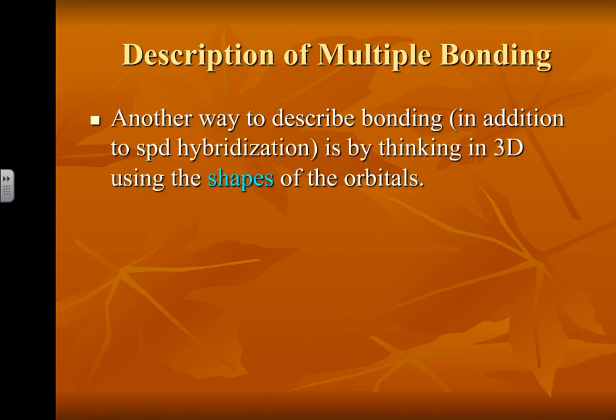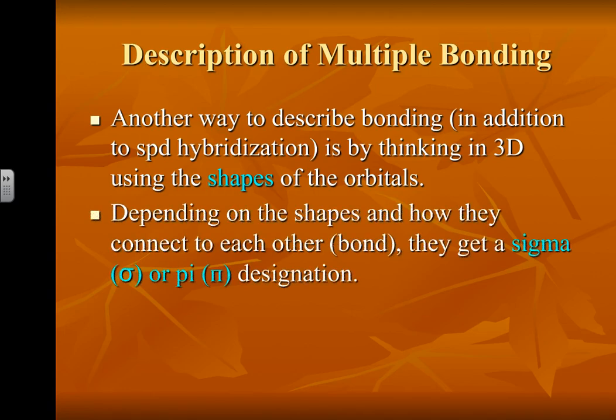And I've been kind of alluding to the idea of shapes. We're really only going to talk about shapes in terms of S and P, but you do need to know something on this sheet right here, and it's the second bullet point. It's the idea of a sigma and a pi bond, okay? Depending on shapes and how they connect to each other, and we're talking about shapes of orbitals, they get a sigma or a pi designation.